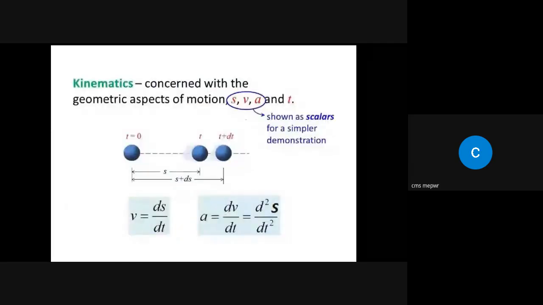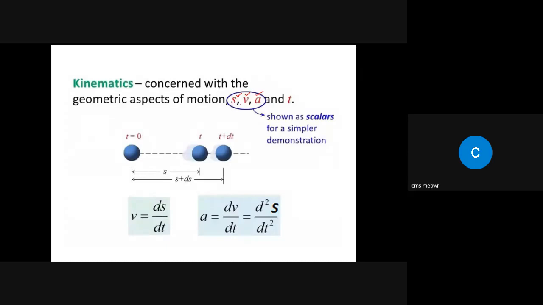Okay, so as I have told you earlier, kinematics is basically concerned with the geometric aspect of motion, that is displacement, velocity, and acceleration. And usually we measure these quantities with respect to time. All these quantities are vector quantities, but over here I have represented them as scalars just for simplification purposes. Otherwise, displacement, velocity, and acceleration are all vector quantities.